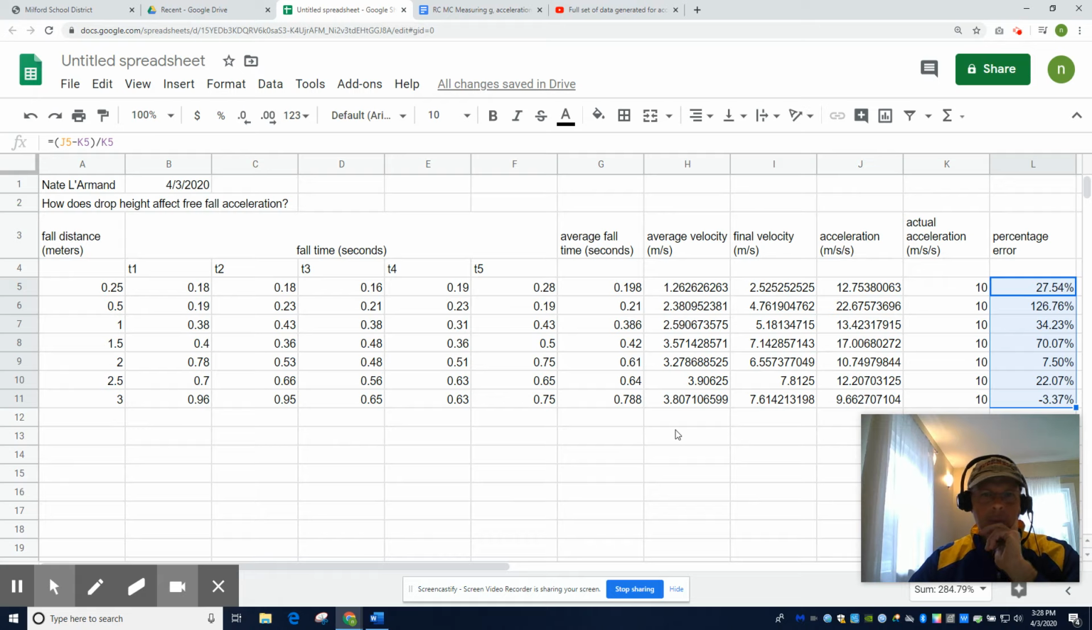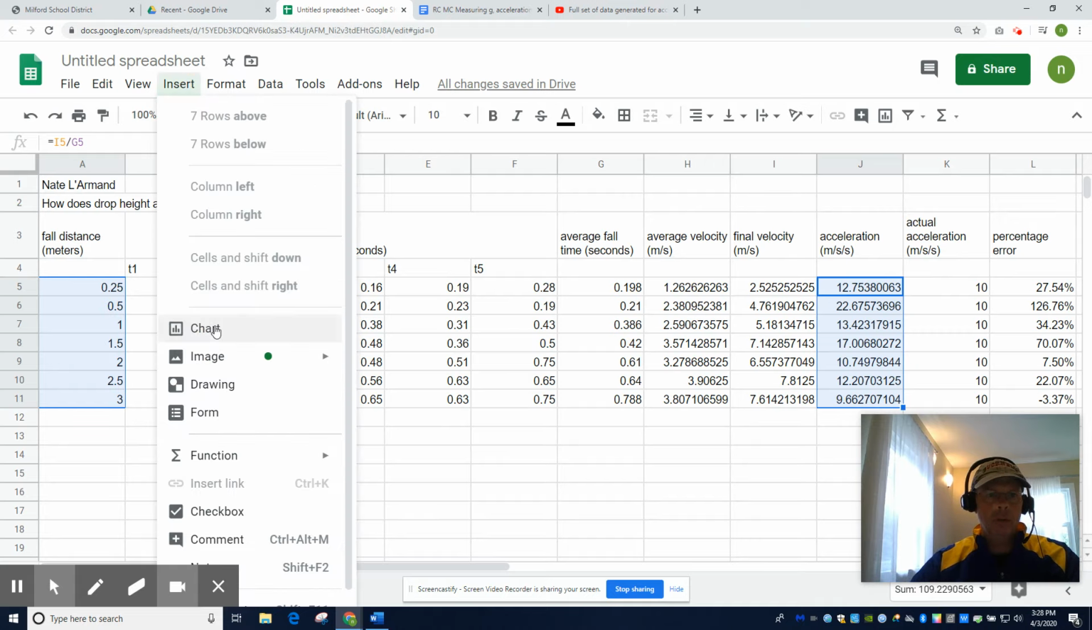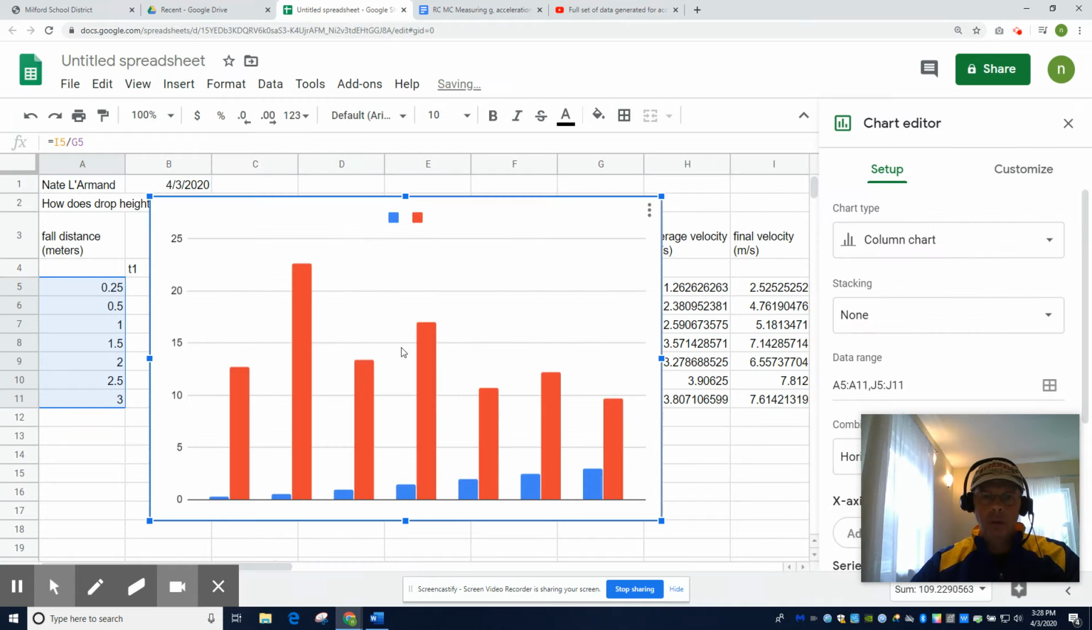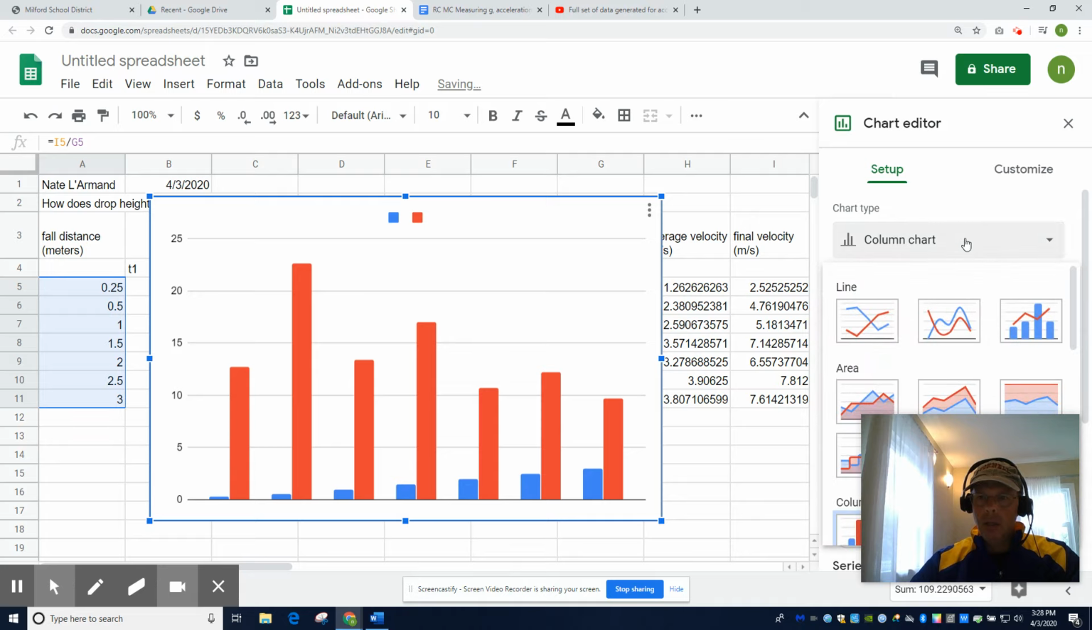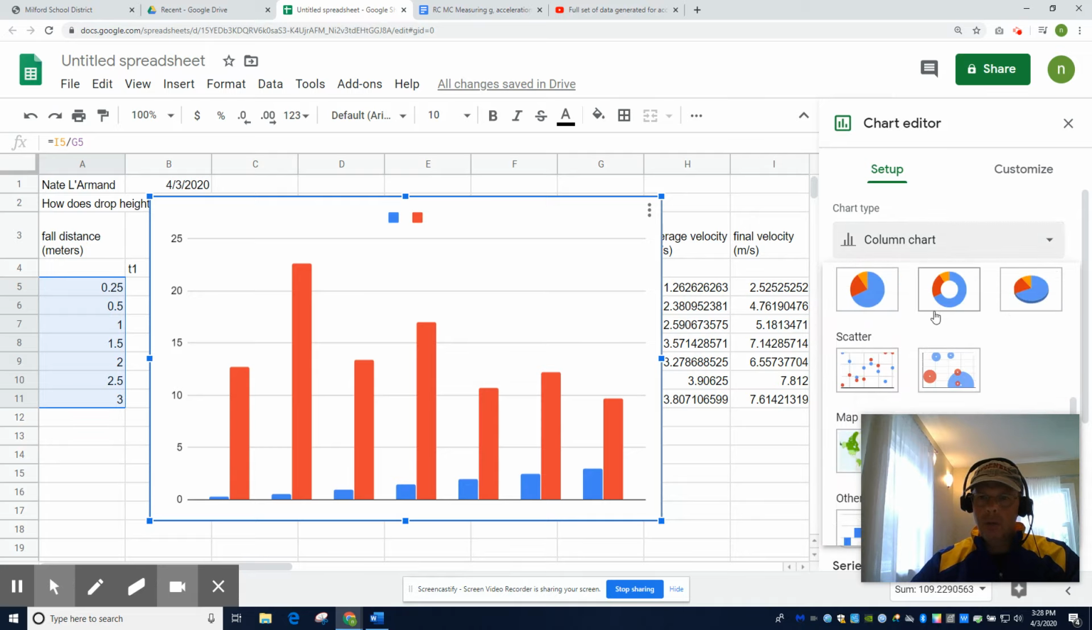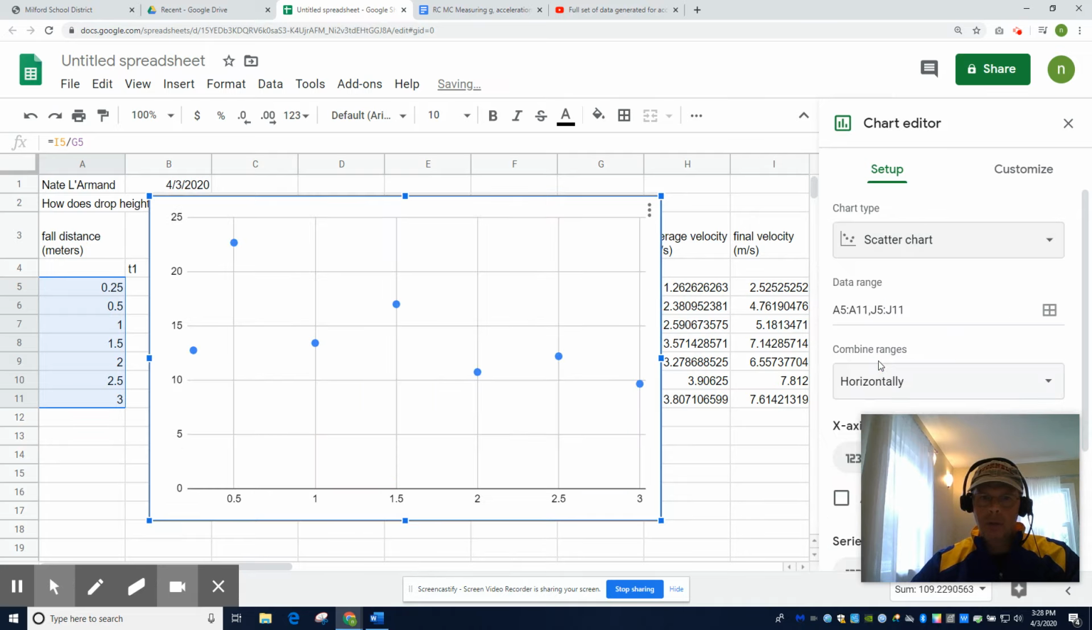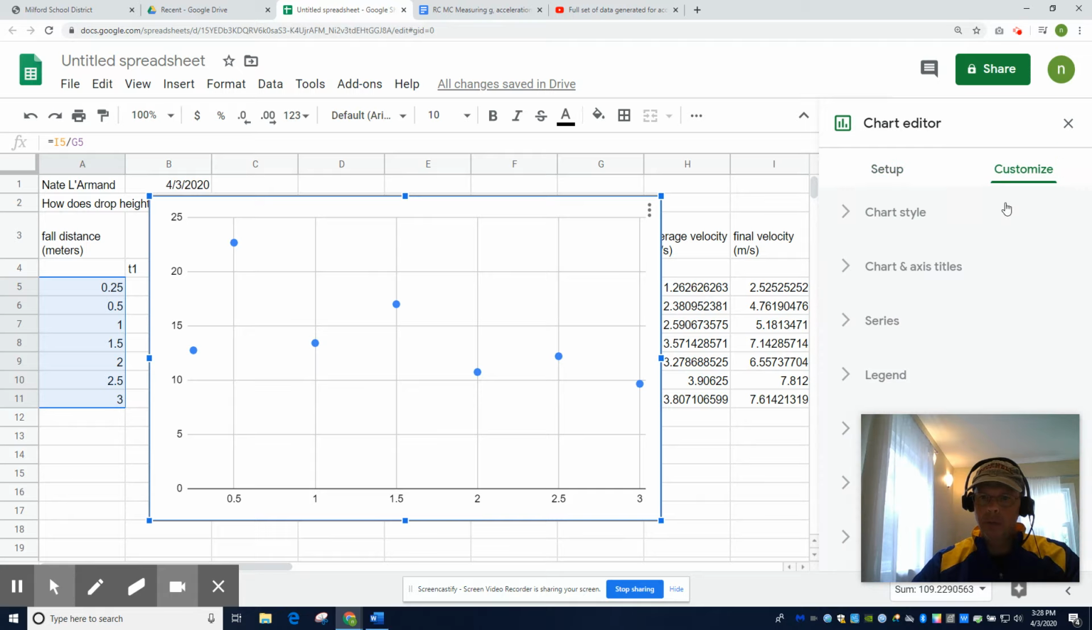So the actual question I'm asking is, how does fall distance affect acceleration? That's the official graph we're supposed to draw. Insert chart. Not a column chart. A scatter. And that's a pretty horrible set of data. It's supposed to be a nice horizontal line at 10. This is interesting. Interesting to me anyway.